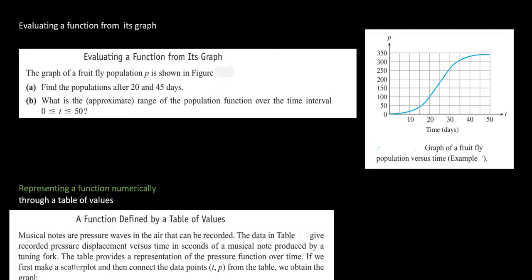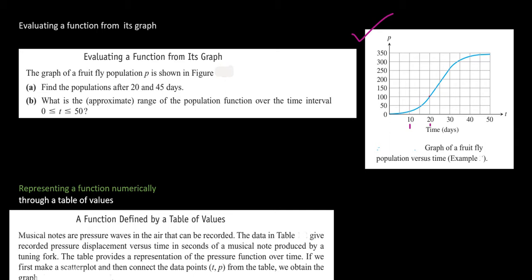In this, we will see an example in which we are going to solve a function value by using its graph. So we have a statement. The graph of a fruit fly population P is shown in the figure. First, the question is: find the population after 20 and 45 days. We will see that it's 10 days, and after 20 days we have to find out.